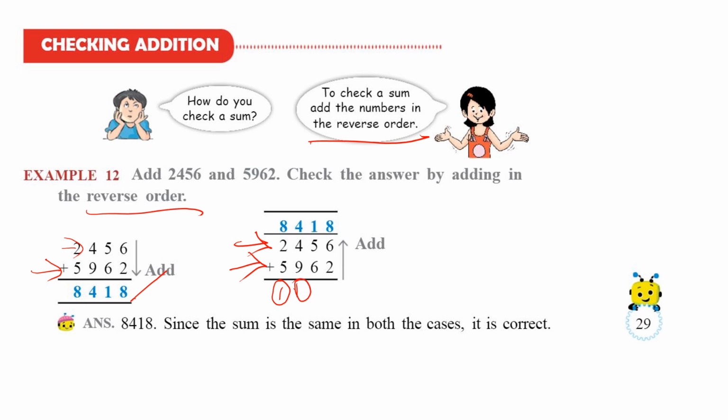So look at the answer here. Is there any change in the answer? There is no change in the answer. Both the answers are the same. So this is how we are supposed to check the addition, that is, add in the reverse order. So in the answer you have to write that since the sum is the same in both cases, it is correct.